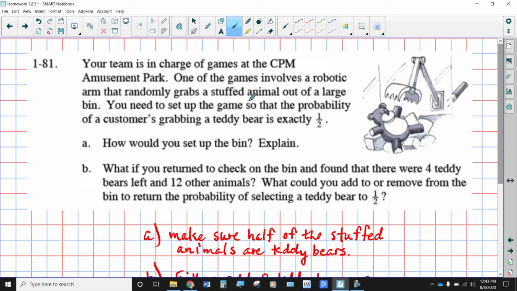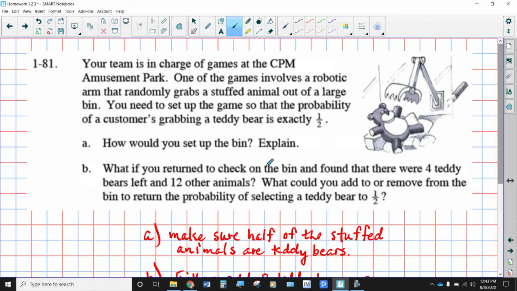You need to set up the game so that the probability of a customer grabbing a teddy bear is exactly 1/2. Okay, so how would you set up the bin? Here's my explanation. You just make sure that half the animals are stuffed animals, right? So you can have as many animals as you want in there, as long as half of them are teddy bears, then you've got the probability.